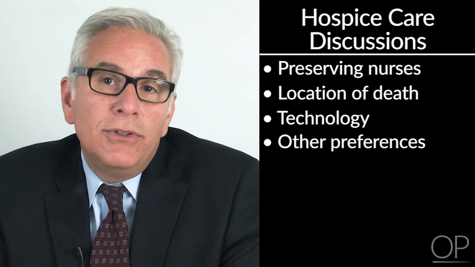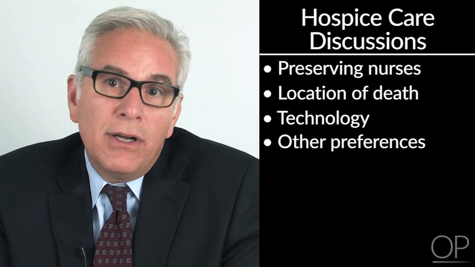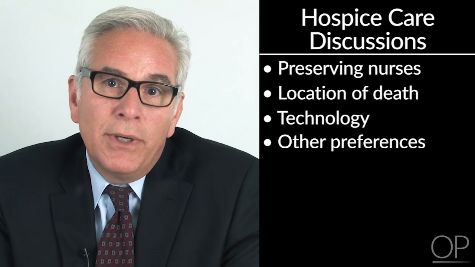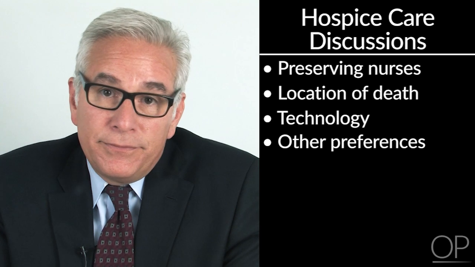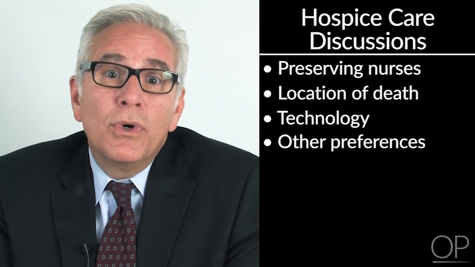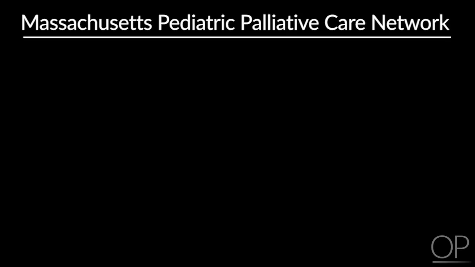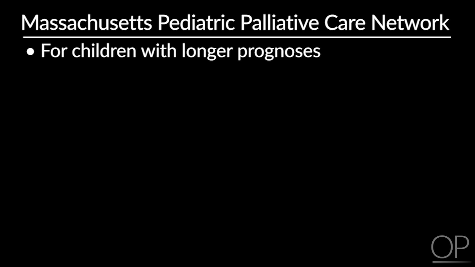Those are things that you must be prepared for when talking about the involvement of hospice, even in a concurrent care situation. However, the importance of more support and greater responsiveness to symptoms in the home of seriously ill children, particularly those with life-limiting illness, cannot be overstated. And in Massachusetts, we are lucky enough to have a pediatric palliative care network for those children who do not necessarily have a 6-month prognosis.